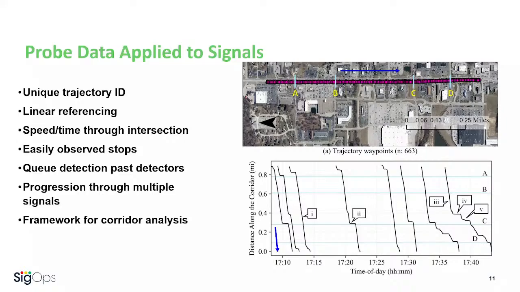And so this is really good. We can start to observe progression through multiple intersections very easily rather than just looking at arrivals on green for one intersection, say. And ultimately, this is building out a framework for corridor analysis.